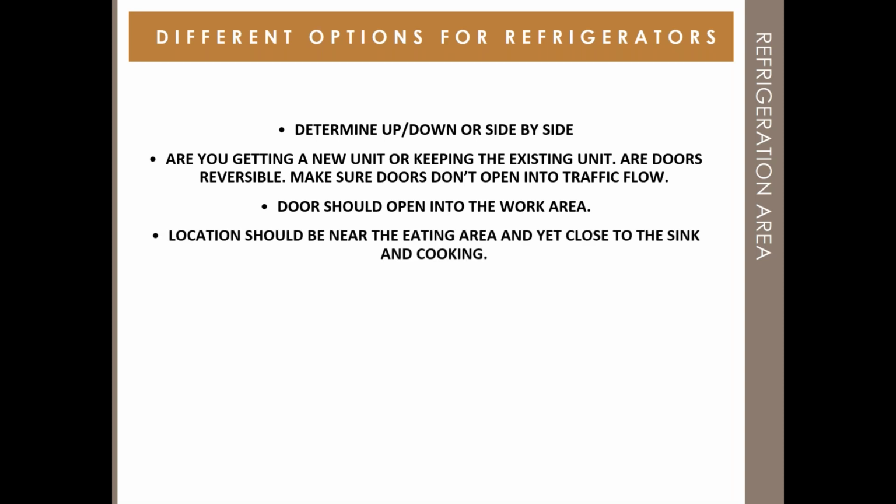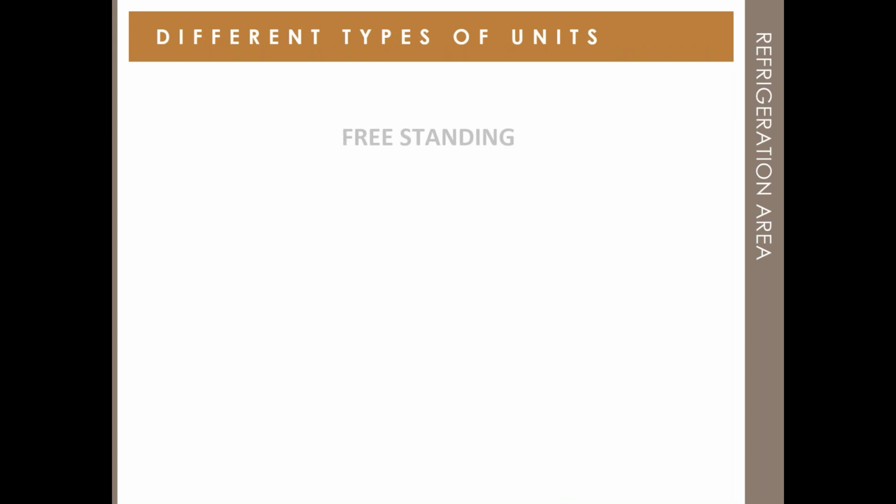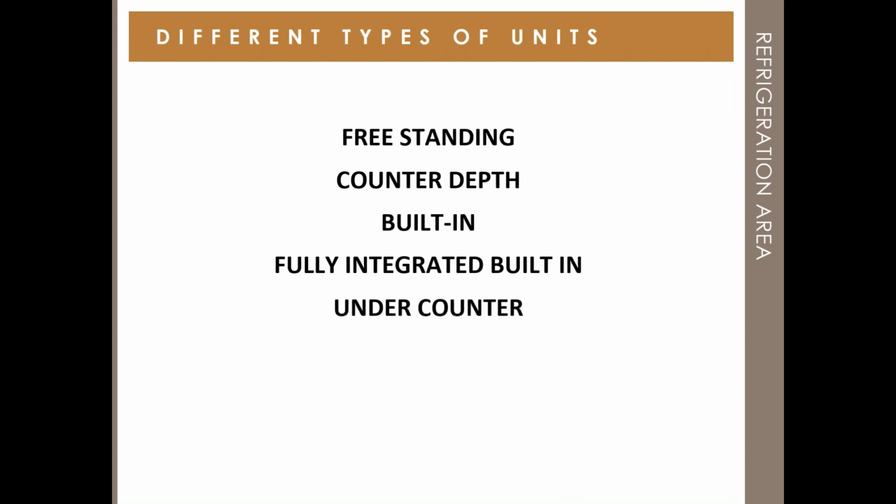As I said, location should be near the eating area and yet close to the sink and the cooking. Counter space on one side, at least 15 inches. Now, if you have an island right behind, you can utilize that, and that would work just as well. Okay, so here are the different types of units: freestanding, counter depth, built-in, fully integrated built-in, under counter. You can even get drawers and things like that.